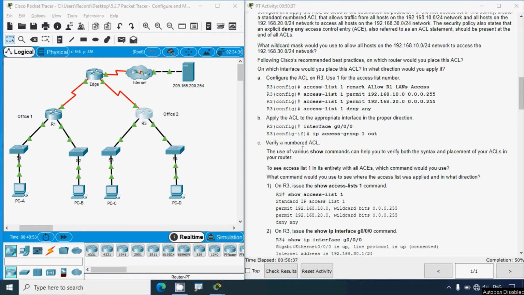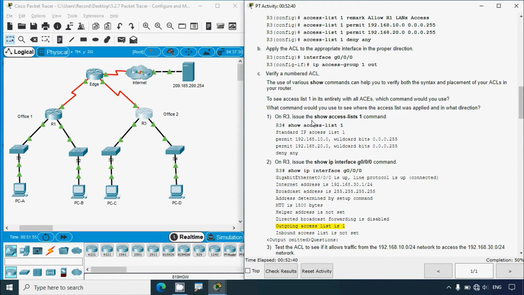Now we will verify a numbered ACL. The use of various show commands can help you to verify both the syntax and placement of your ACLs in your router. To see access list 1 in its entirety with all ACEs, which command would you use? Obviously we can use a show access list command. What command would you use to see where the access list was applied and in what direction? We can use a show IP interface, then the interface name, that is G0/0/0, where we applied our access control list, or even we can see this using show IP interface command.